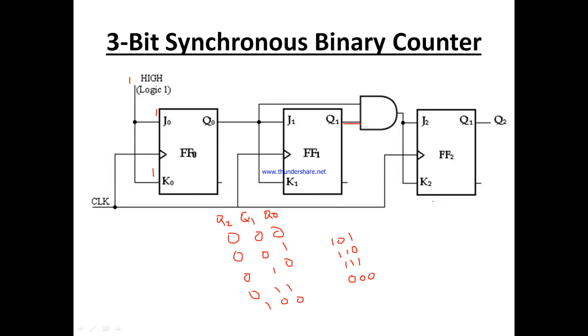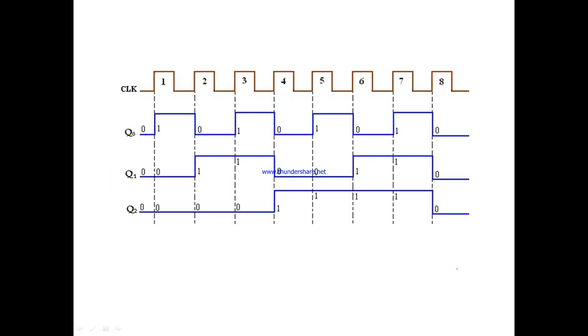The only difference in the diagram is that after the second stage you have to put another AND gate. If it is a 4-bit counter, after the J2 flip-flop, which is Q2, you have to put another AND gate, whose inputs are the outputs from the previous stages, which will be ANDed. Then the next flip-flop comes like this. This is the timing diagram of the 3-bit synchronous counter.